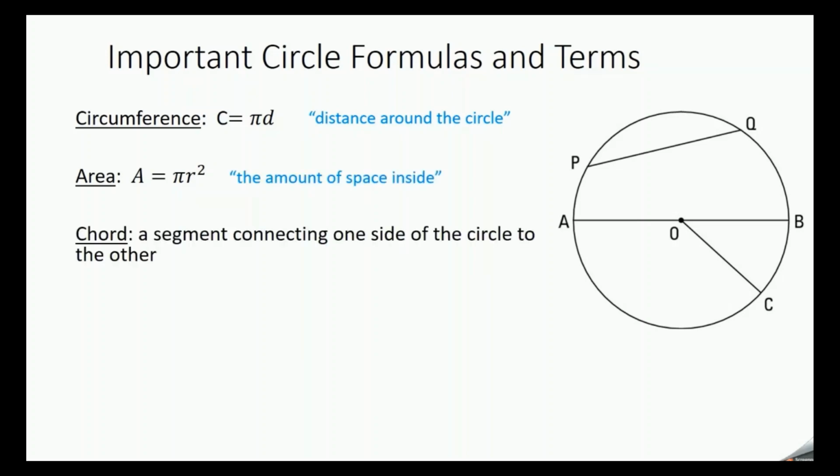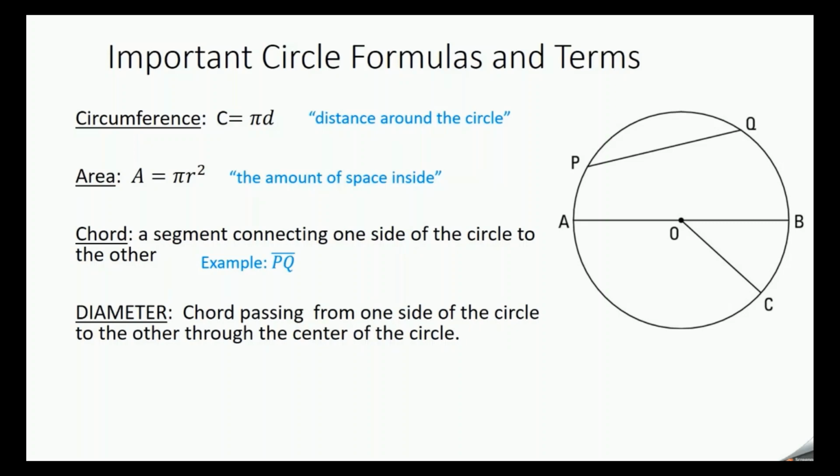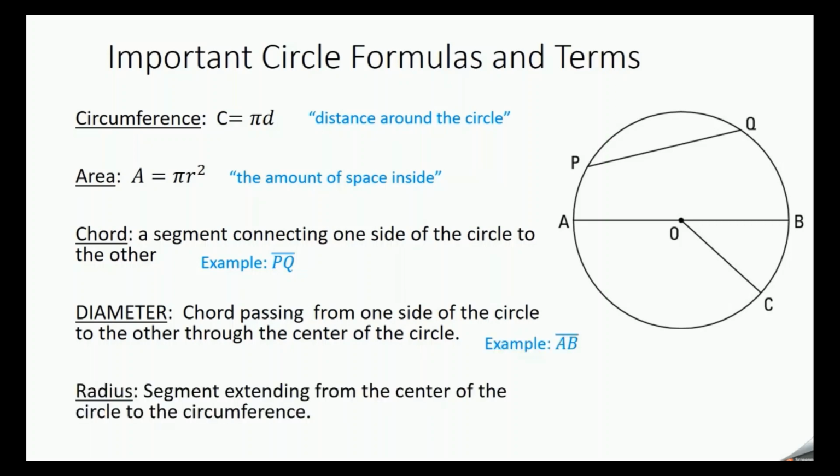The next word is going to be important in this chapter. It's called a chord. That's a segment connecting one side of the circle to the other. Diameter is a chord passing from one side of the circle to the other through the center. So the diameter is the longest chord within a circle. All diameters are chords, but not all chords are diameters. Radius extends from the center of the circle outwards to the edge of the circle. In this circle, one radius is OC.